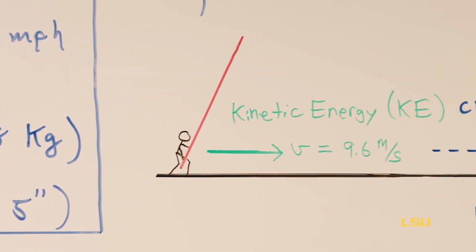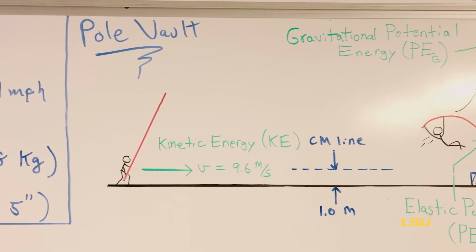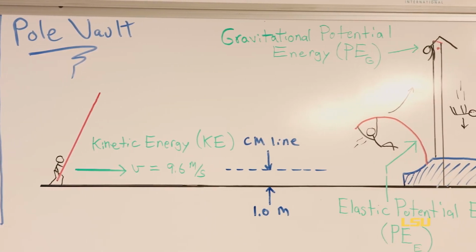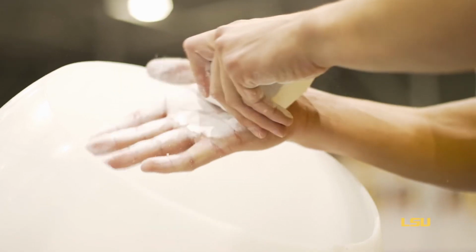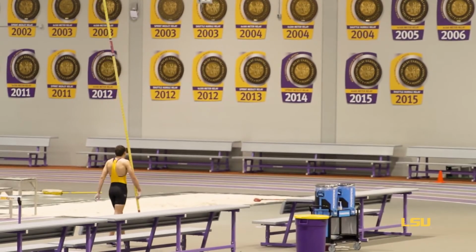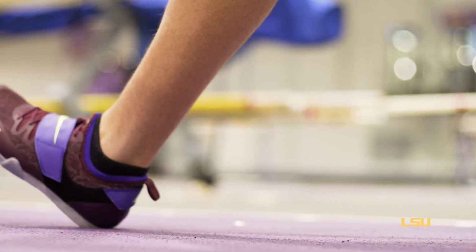The entire pole vaulting motion can be summarized with the equation kinetic energy is equal to gravitational potential energy, or 1/2 mass times velocity squared is equal to mass times gravity times height. But let's take a look at the steps that occur in between.